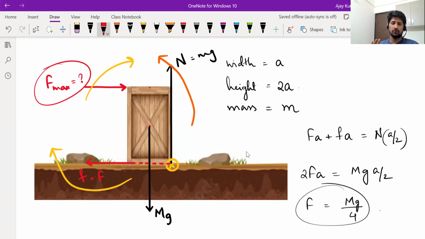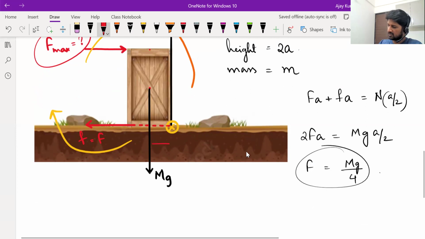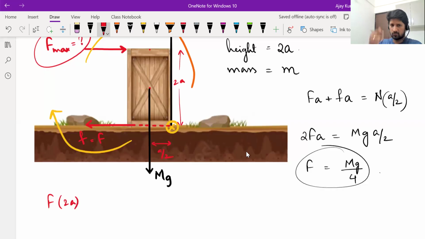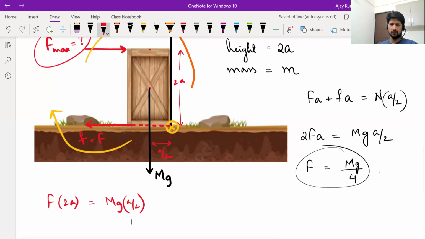Mg and capital F are the only forces producing torque. How far is mg's line of action from that axis? A by 2. How far is capital F's line of action from that axis? 2a. That's all. Capital F into 2a, the torque produced by capital F, should equal mg into a by 2, the torque produced by mg. That way also you'll get capital F is equal to mg by 4. So whether you write about the center or about the axis around which it is going to topple, any equation will give you the same answer.